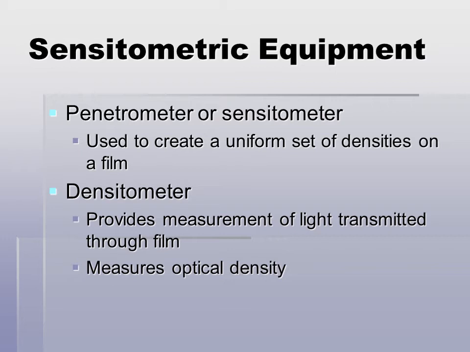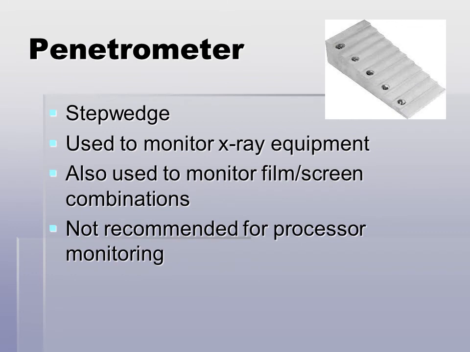So the penetrometer we will discuss a little bit further here. This is also known as a step wedge. It's used to monitor X-ray equipment, also used to monitor film screen combinations, not recommended for processor monitoring. So again, not for the processor itself. You actually take the image at first, and you take a picture of this equipment on a cassette. Most of the time you try for the same spot on the film all the time.